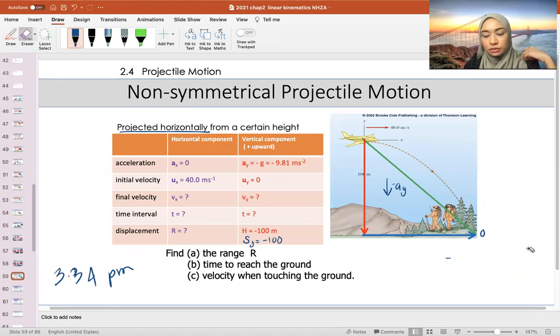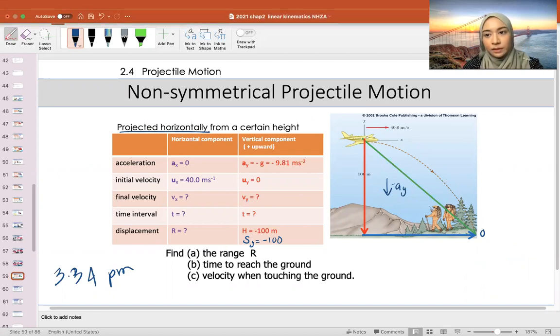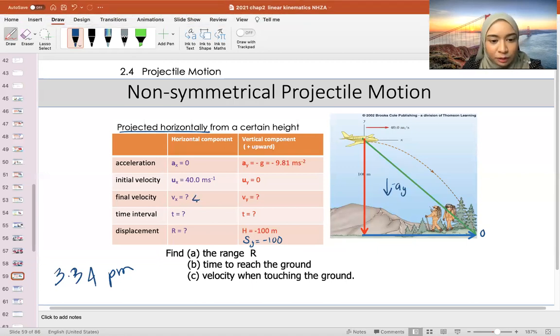So now let's try to solve for the final velocity of X. What is the final velocity in the x direction? Anyone? Should be easy now. Everyone is sleepy already. What is it? 40. 40, sorry, I didn't hear. 40. Okay, thank you. 40, correct. So it's 40 because X does not change even though it's non-symmetrical.